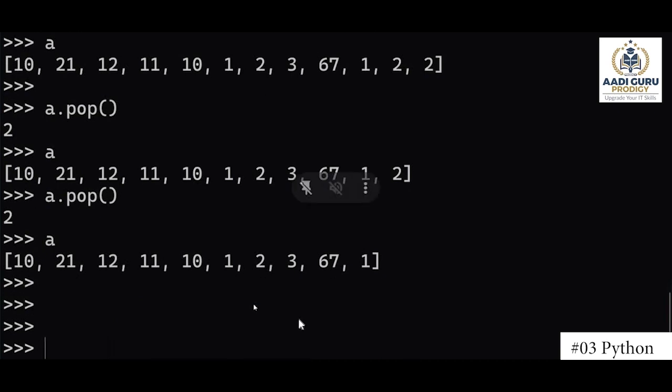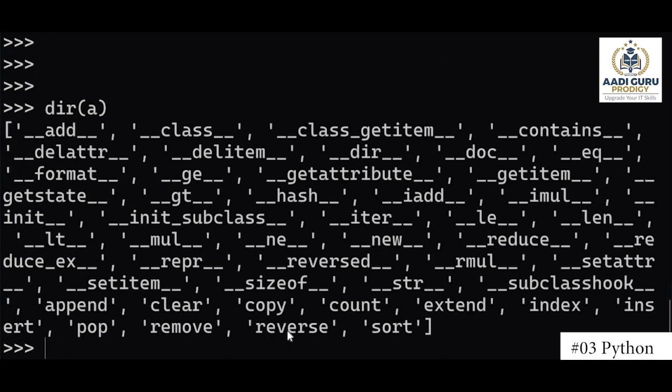If you want to know the total number of operations for this list, you can just use dir. dir is the name of a function. Just pass 2 brackets like this. That means you are saying that I want to know the total methods that are there for this particular list. You can pass an empty list like this, or you can pass A, which is also fine because A is also a list. Whatever methods are inside this A, just show me. You are asking this particular function.